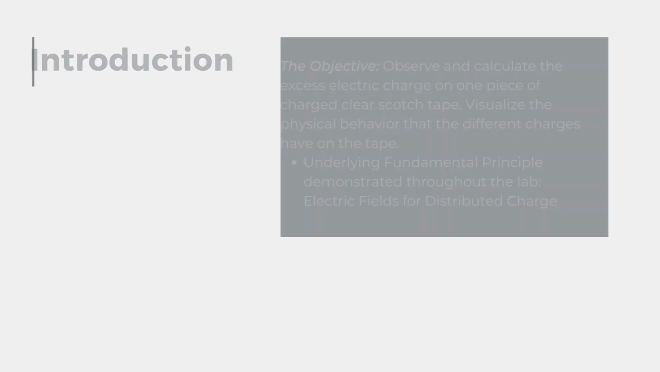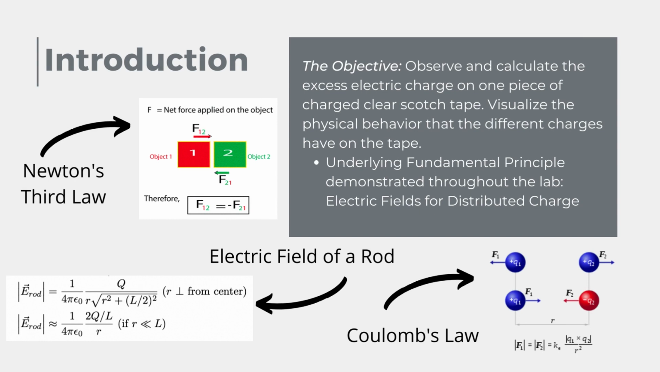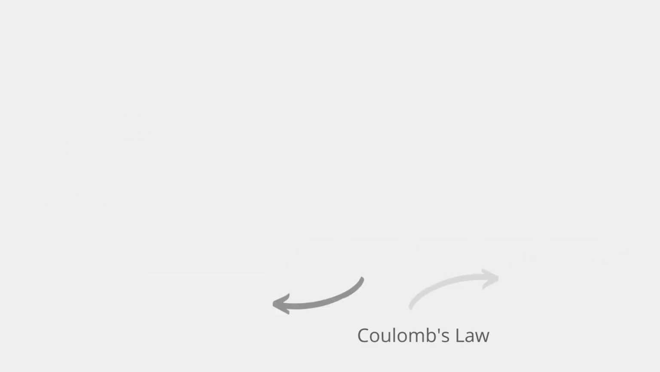The objective of the lab is essentially to observe and calculate the excess electric charge on one piece of charged clear Scotch tape, as well as to visualize the physical behavior that the different charges have on the tape. We will create a computational model through a program called GlowScript and determine the calculations needed for the magnitude of the electric charge. The fundamental principle demonstrated throughout the lab is Newton's second and third law of motion, as well as calculating the electric field from a distributed charge. The concept of Coulomb's law is prevalent in this lab too.